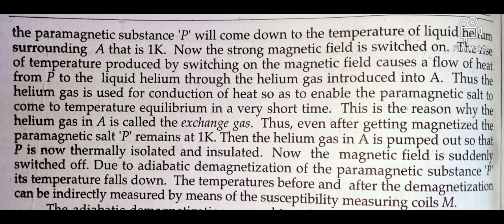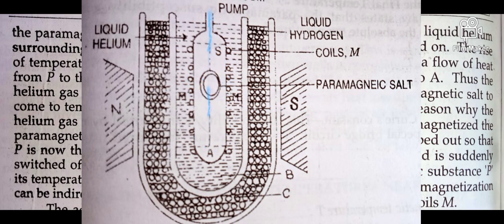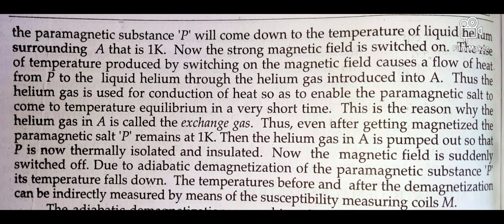Then the helium gas in A is pumped out so that P is now thermally isolated and insulated. So, when the paramagnetic substance gets to the temperature of 1 Kelvin, the helium gas in A is pumped out. So there is no thermal contact between liquid helium and the paramagnetic substance. So the paramagnetic substance is thermally isolated.